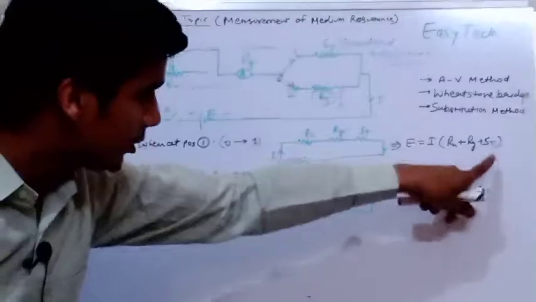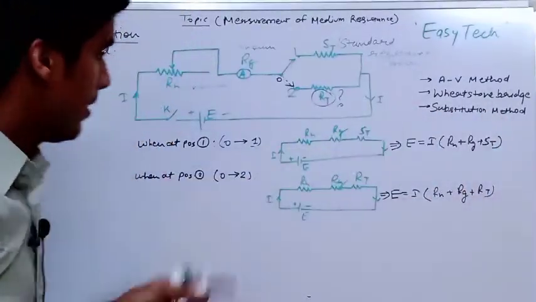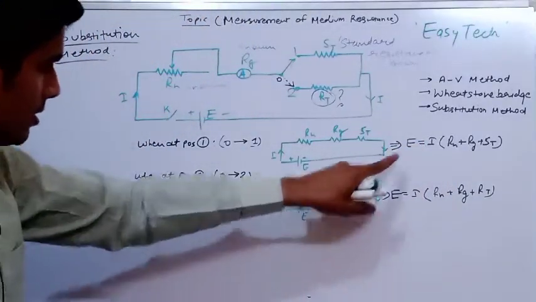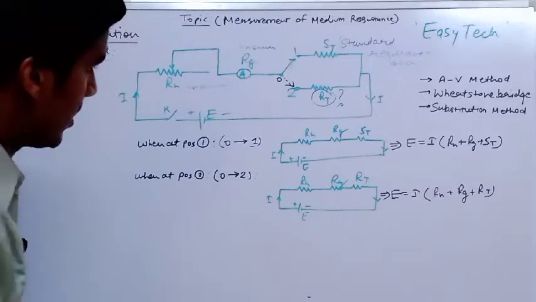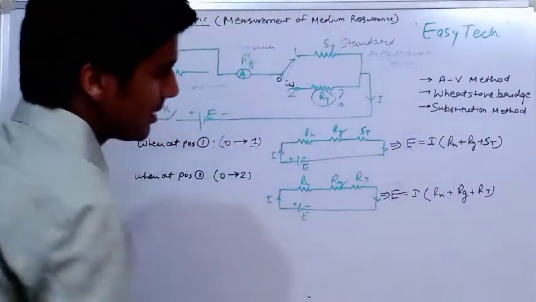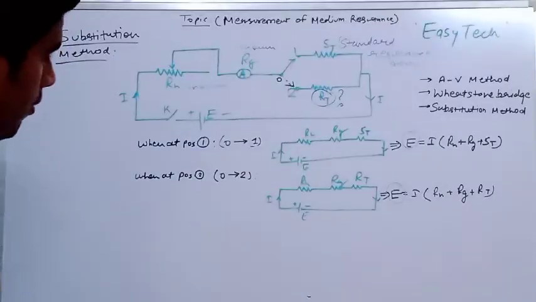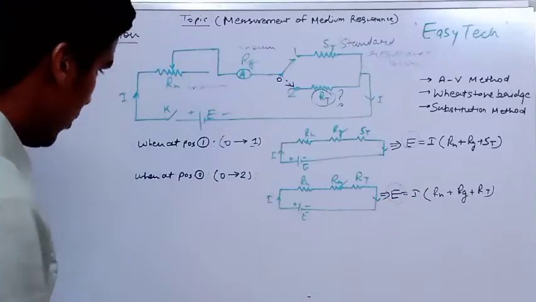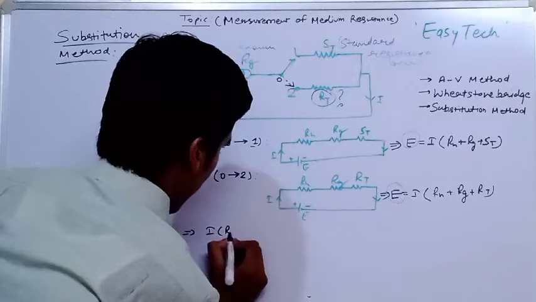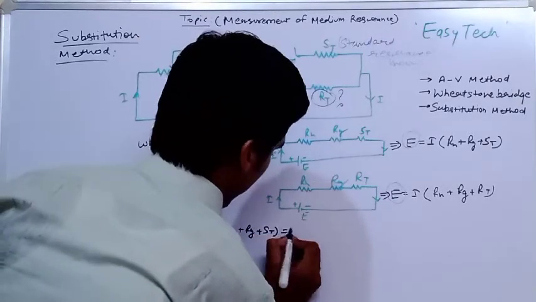That means this is the substitute for this resistance. That's why this method is known as substitution method. Okay, if I compare these two situations, in every situation the voltage remains same. E and E are same. So that means the right hand side will be equivalent to each other. So from equation 1 and 2 we can write down I bracket RH plus RG plus ST will be looking like.